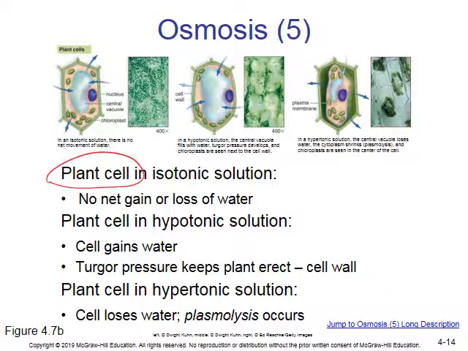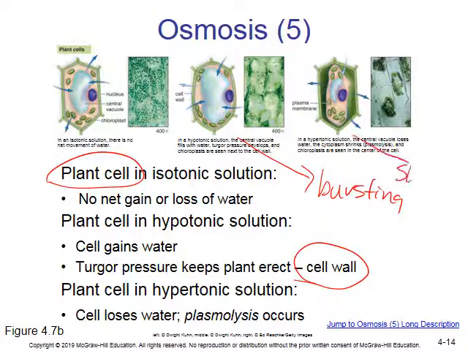With plants, they have a little bit more protection because they have the cell wall. So the cell wall is not going to allow for the bursting or the shriveling that we would see with the red blood cell. So this cell wall acts as an added protection. Remember, it's made of cellulose. It's a little bit stronger. And then here we can see that the plasma membrane is pulling away from the cell wall, but the cell wall is still intact.